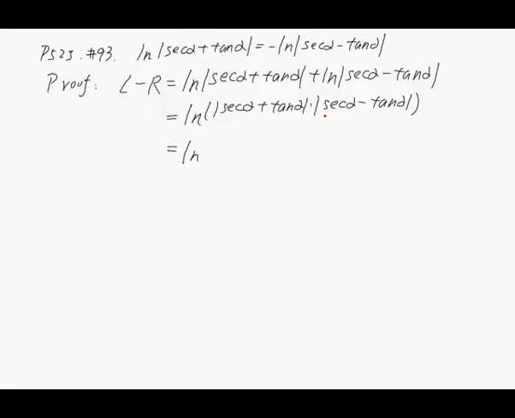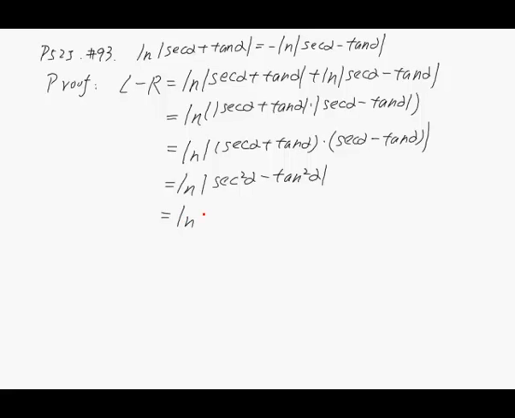Now you can put these two facts together, using just one pair of absolute value bars. So you have the absolute value of secant alpha plus tangent alpha times secant alpha minus tangent alpha. Then this is a plus b times a minus b, right? So you have a squared minus b squared. So that is secant squared alpha minus tangent squared alpha, in absolute value.